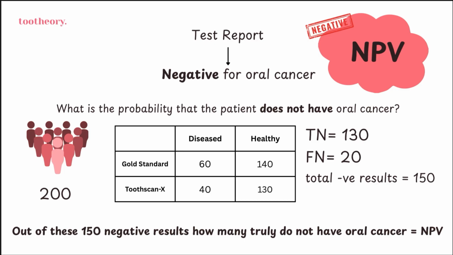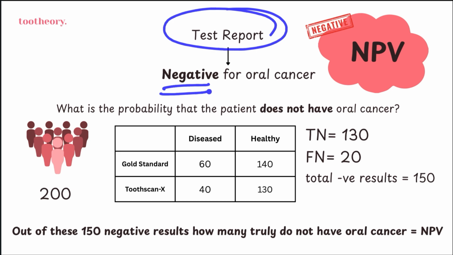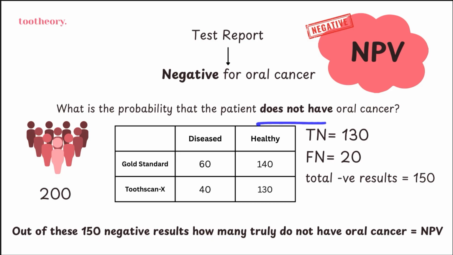We're saying if you get a test report of a patient and the test says the patient is negative for oral cancer, what is the probability that the patient does not have oral cancer? We're basically checking what is the probability that the test is right. If the test is right, the patient will not have oral cancer. So to what degree is the test correct that we can say for sure that the patient does not have oral cancer? Let's take an example again.